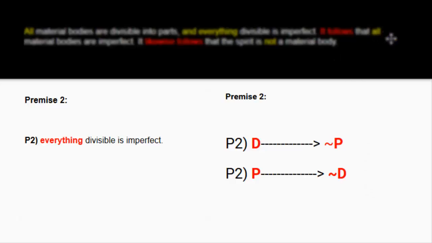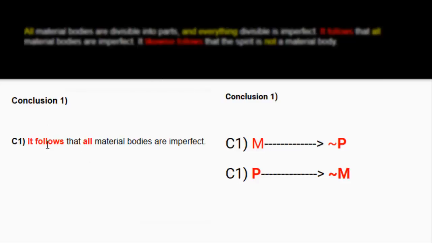Now it tells you, it follows that all material bodies are imperfect. Let's see what we have. That's the first conclusion. It looks like something we can derive because it's part of the transitive property. I'll show you how it all fits together in the next slide. To diagram this, we can say M, which stands for material body, because remember the word all. So M, arrow, not P, basically not perfect. And the contrapositive is that if it is perfect, then it is not M. Now let's see how this whole thing fits together.